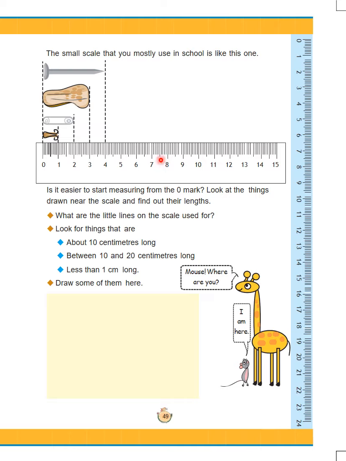These lines are used for measuring the length between 1 centimeter, that is 10 millimeter. Below is one activity that you have to do for homework.